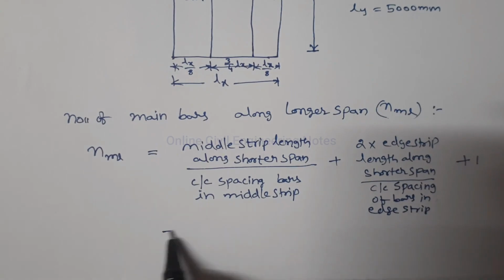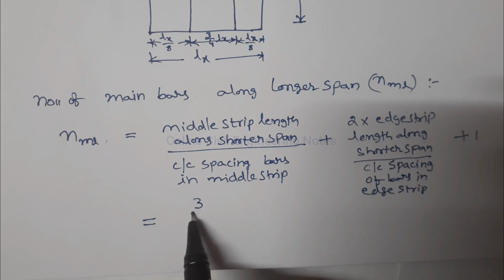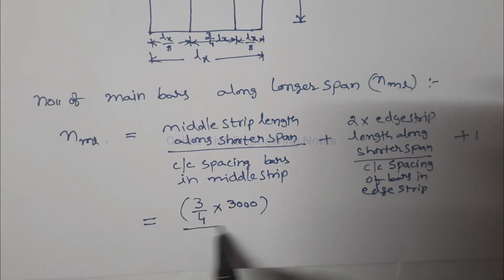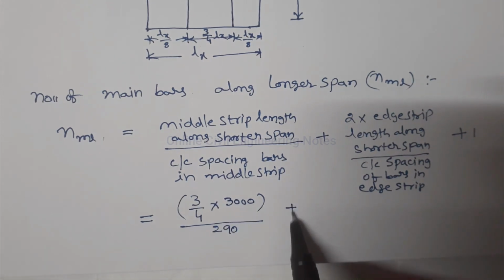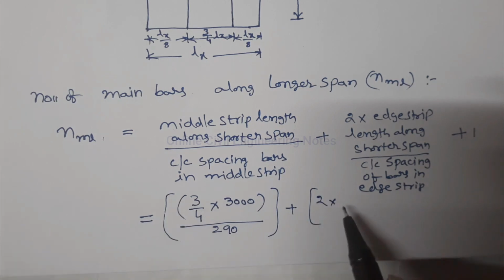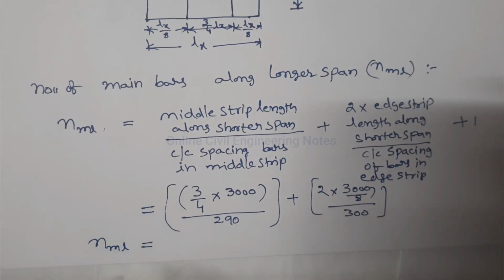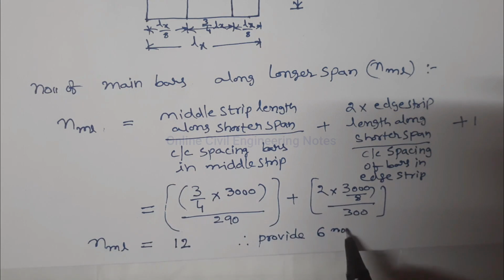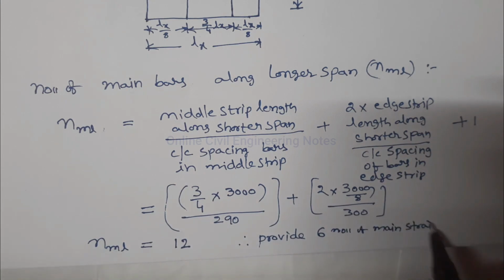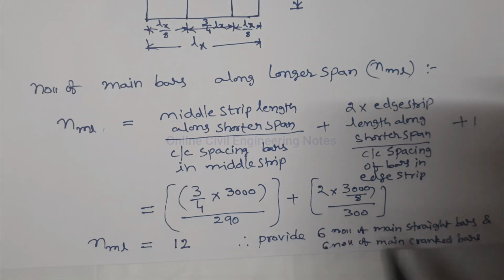That's one. Middle strip: 3/4 of Lx is 3000 divided by spacing in the middle strip is 290 mm, plus 2 into edge strip length, which is Lx by 8, 3000 by 8, divided by spacing of 300 mm. Therefore, number of main bars along longer span is equal to 12 bars. Therefore, provide 6 main straight bars and 6 main cranked bars. Here we can provide one extra bar for main straight bar.